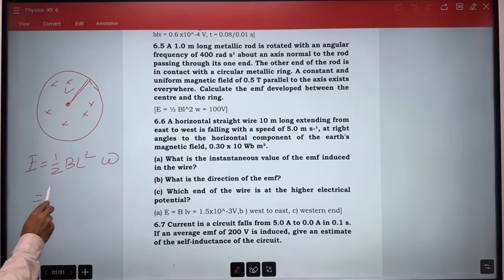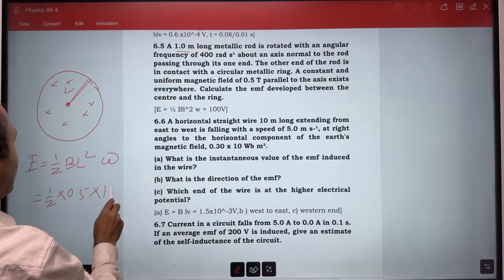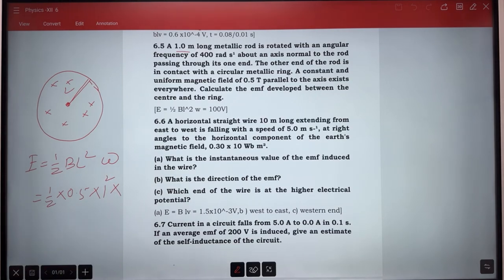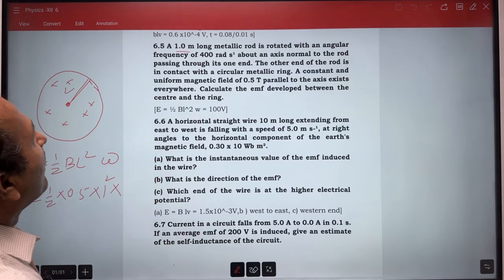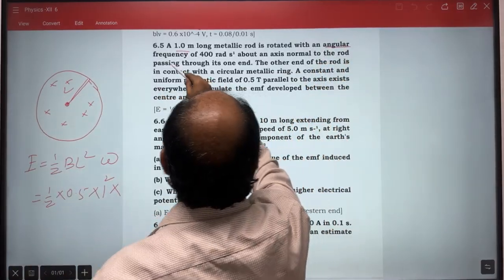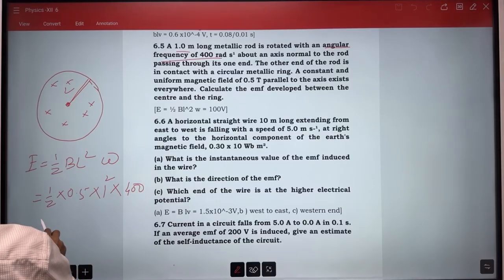So here we can put the values, 1 by 2 into the magnetic field. Magnetic field is given as 0.5 and the length of the rod is given as 1 meter. So write here 1 into 1 square, and omega. Omega is how much? Is it omega? This is angular frequency, given as 400 radian per second. So just write 400 and then evaluate it, you will get 100 volt, right?